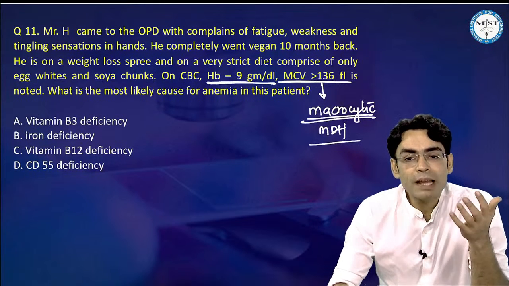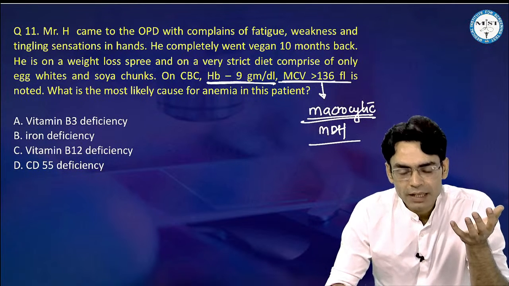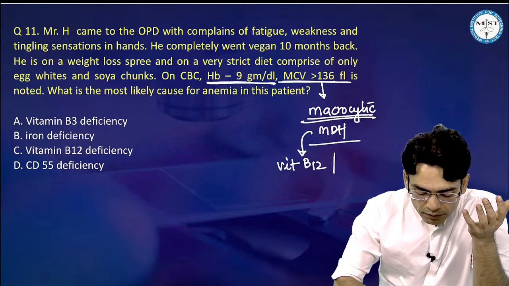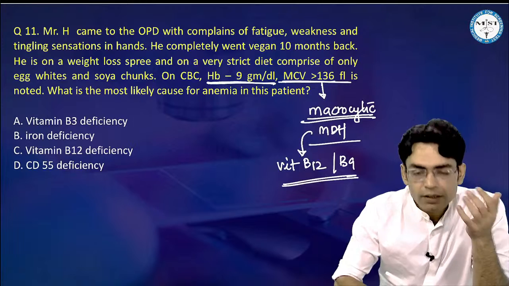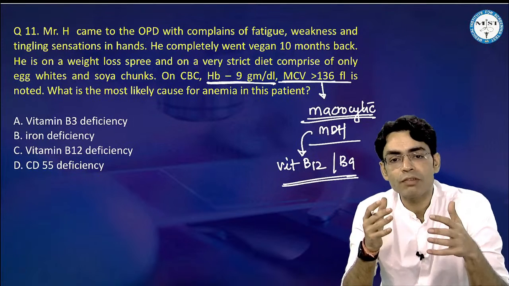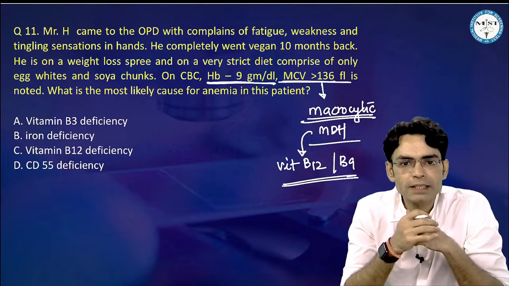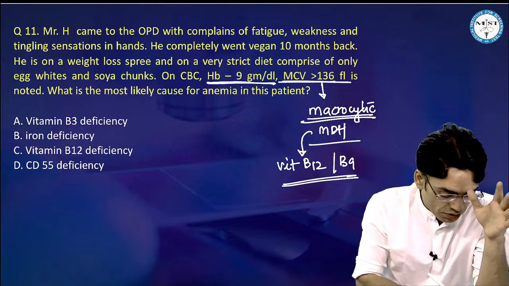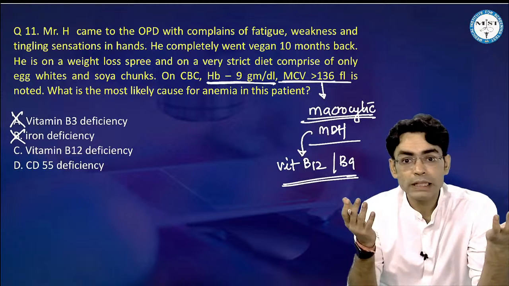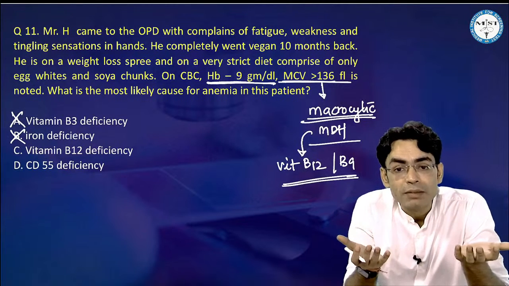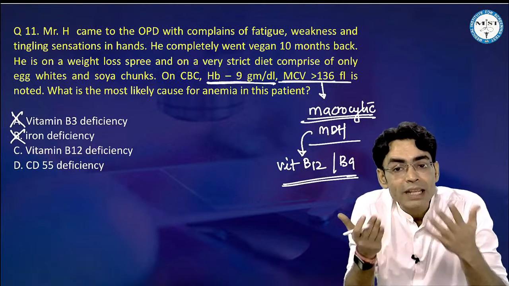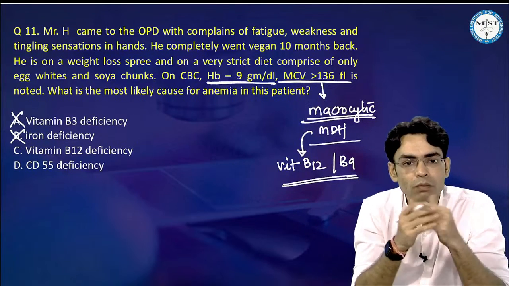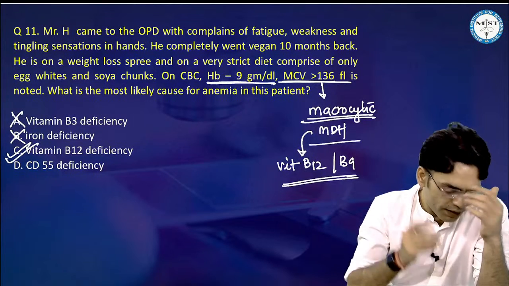So, what is M here? Megaloblastic anemia. And when we are talking about a megaloblastic anemia, what are the vitamins? Vitamin B12 and vitamin B9. So this is a patient who is suffering from vitamin B12 deficiency. That's it. So you need to find out the most likely cause. Vitamin B3, no, not related. Iron, no. Iron deficiency anemia is a microcytic anemia, so the MCV would be lower, not higher. Vitamin B12, yeah. This is the answer.